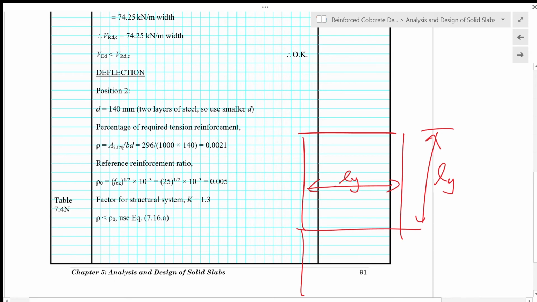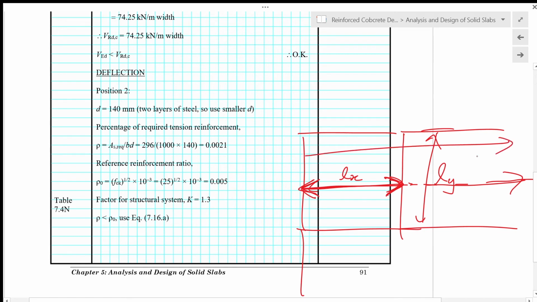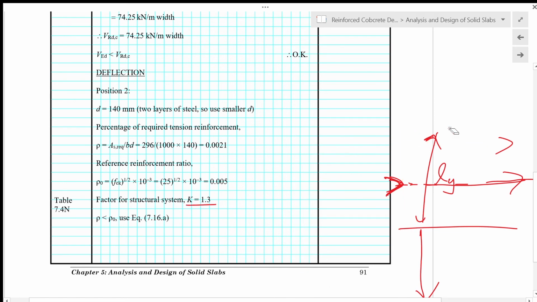Okay, and then this is the end span of the slab and is continuous in that direction for Lx. So we have a slab that is spanning in the Lx direction in this way, that is continuous in that direction. So this is the end span of the slab for a continuous slab in this direction. And Ly here is also the end span for the continuous slab in that direction. So K equals 1.3 for the end span of a continuous slab.